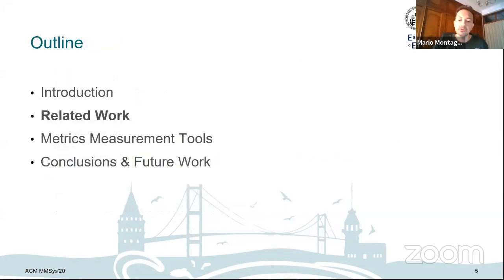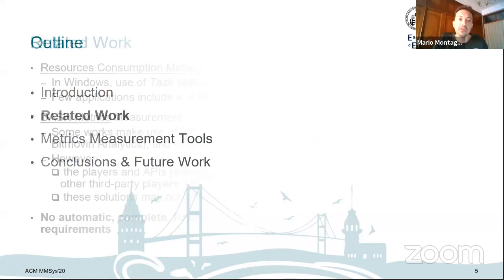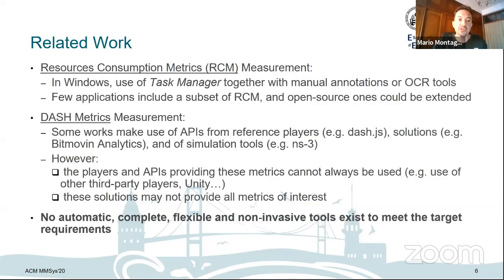So we focus on the quality of service metrics, or rather the resource consumption metrics. If we're using Windows, we most of the time rely on the Task Manager, but this is not very convenient because it requires manual annotation or the use of OCR tools. And of course, if we are developing an open source tool, we can extend it to measure these metrics, but this is not always wanted or possible. So we decided to develop this tool.